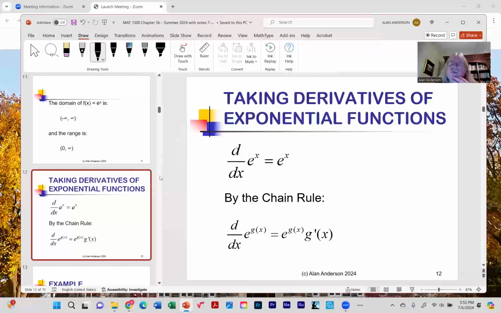Now, how do we take derivatives of exponential functions? Well, the derivative of e to the x equals e to the x. That's simple. But what about e to the g of x? By the chain rule, we have a separate case for that. That means that we end up with e to the g of x times g prime of x. So it's a very simple derivative to calculate, unless g of x is a nightmarishly complicated function.